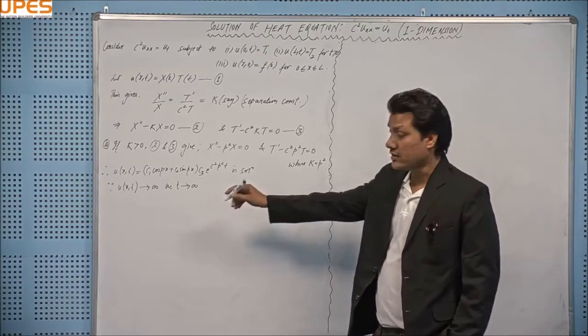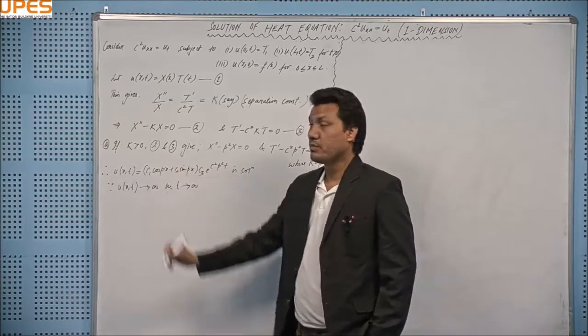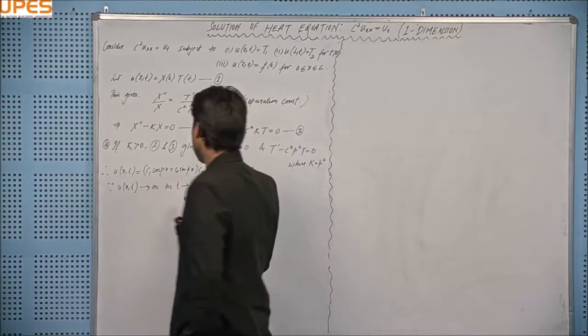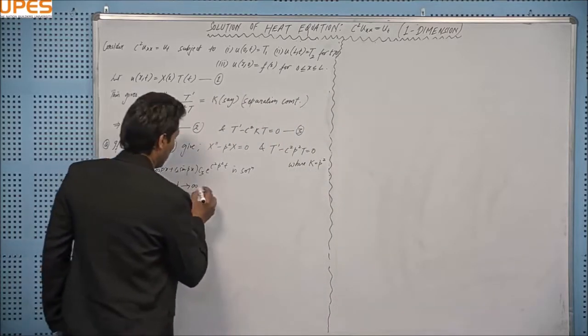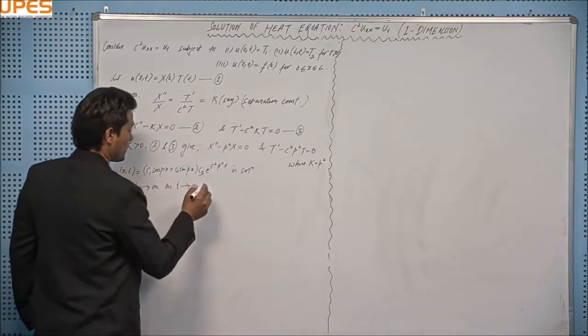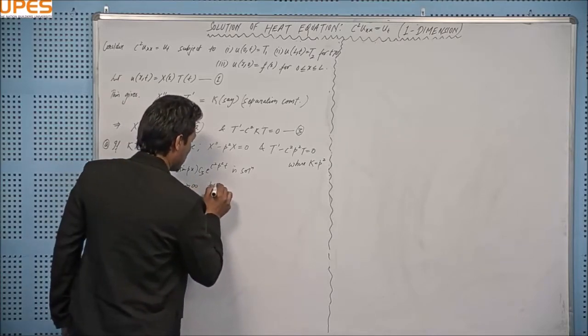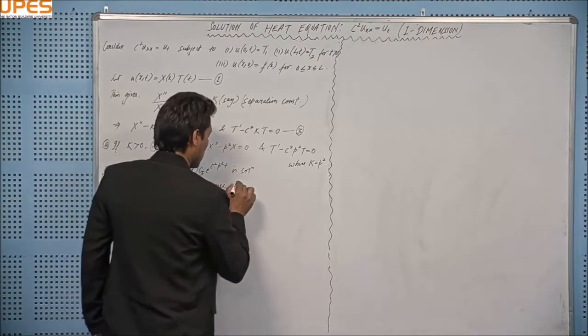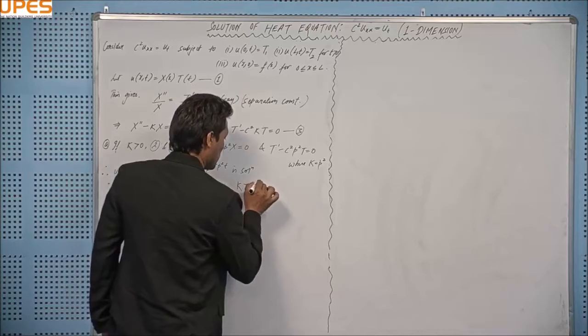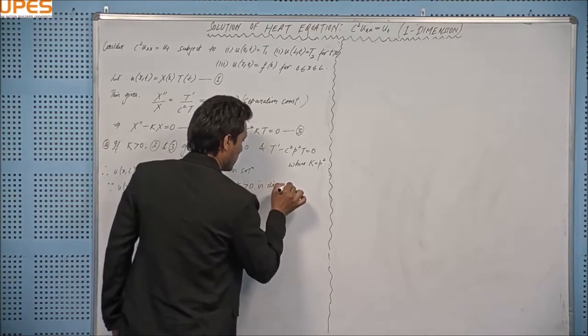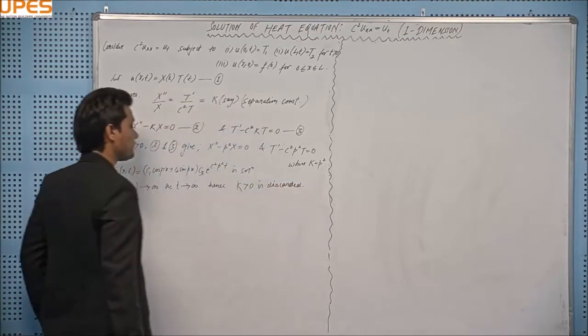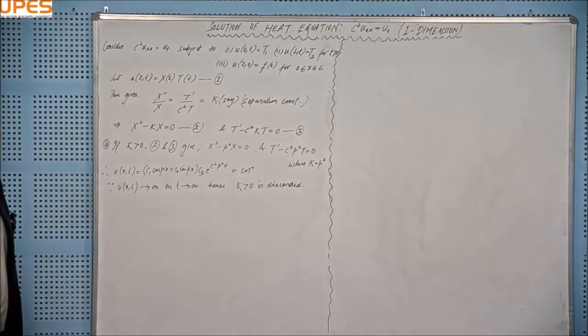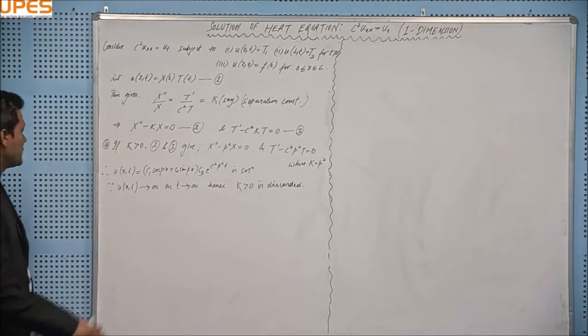So I have to discard this case, k positive. Since u tends to infinity as t tends to infinity, hence k greater than 0 is discarded. Now I will take the second case, when k is equal to 0.